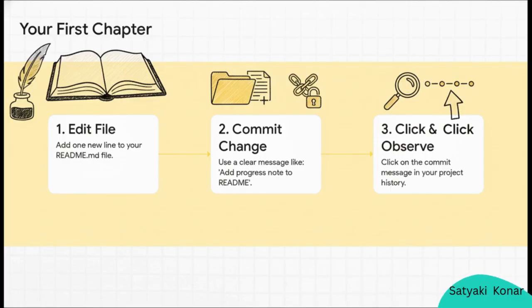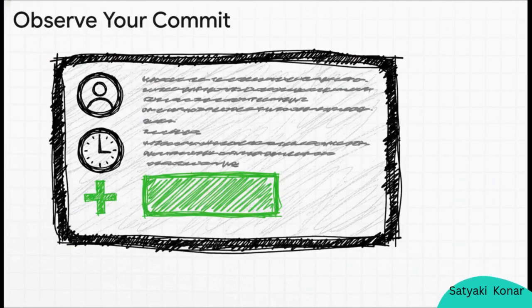After you do that, go find that commit in your history and click on it. And when you click on it, I want you to look for a few things. You're going to see your name as the author. You'll see the exact timestamp, and you'll see the diff, that one green line that you added. It's all there. It's proof that everything we've just talked about is happening right there in your project.